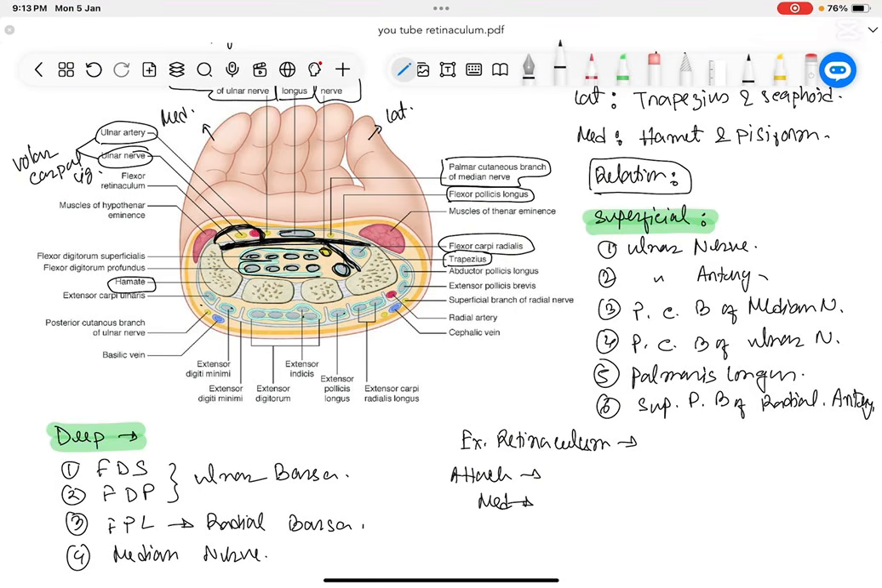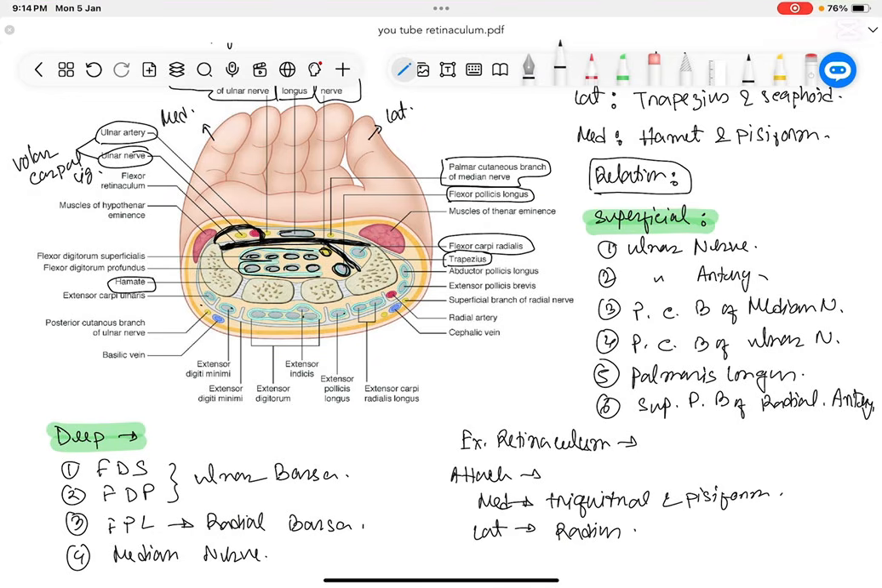Medially it is attached with the triquetral and pisiform. And laterally it is attached with the lower part of the anterior border of the radius, forming a tunnel.